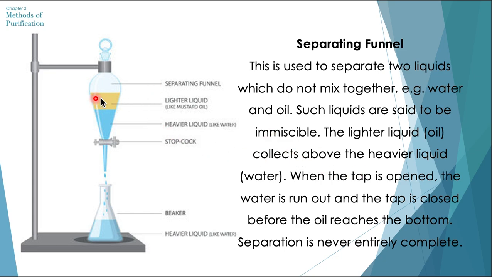So the lighter liquid, which is the oil, collects above the heavier liquid, which is the water. We have a tap, like this. So when we open the tap, the water is run out and the tap is closed just before the oil reaches the bottom. So separation is never entirely complete because it's not that accurate as well. We have to do it ourselves. There might be some oil droplets that enter the water in the flask. But still, this is also a quick method for separating two immiscible liquids. The separating funnel.